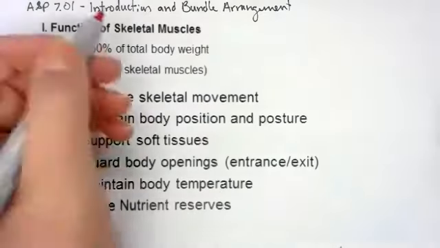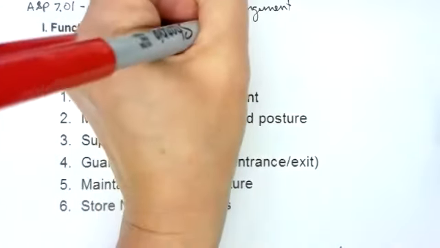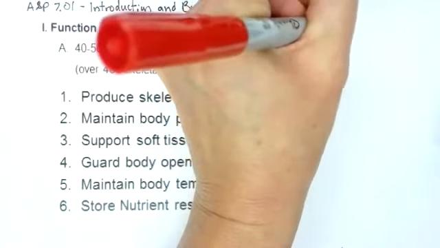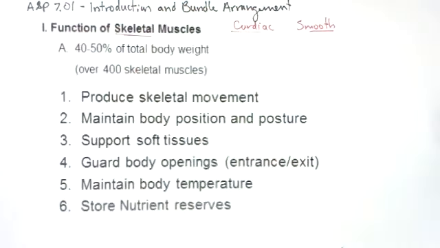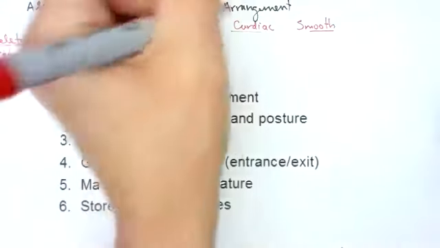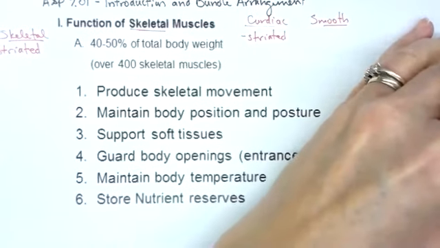You'll notice it talks about skeletal muscles here. If we compare these to cardiac and smooth, we'll just do a recap of what we learned about cardiac muscle and smooth. So skeletal muscle, and we'll put skeletal over here, is striated, as is cardiac. Cardiac was striated too, but smooth was non-striated.